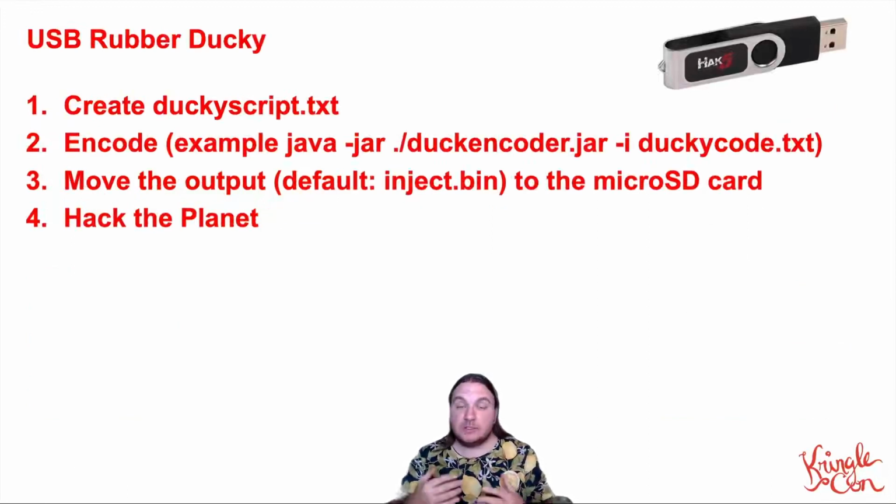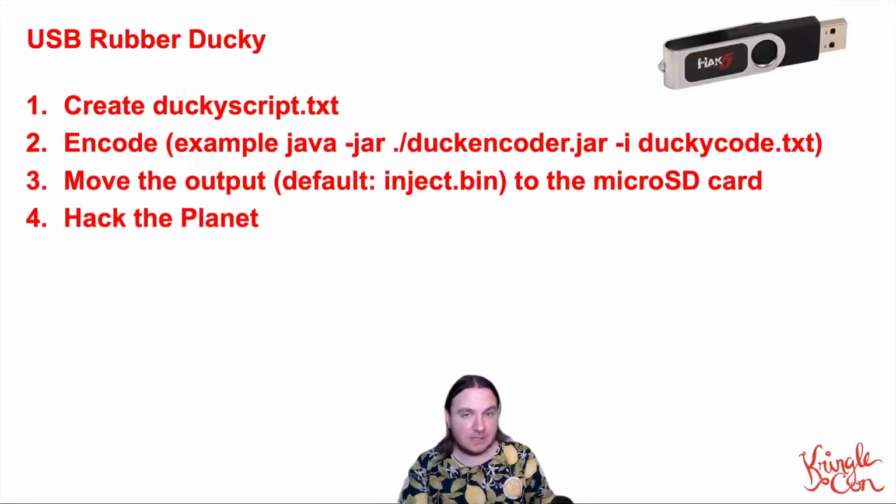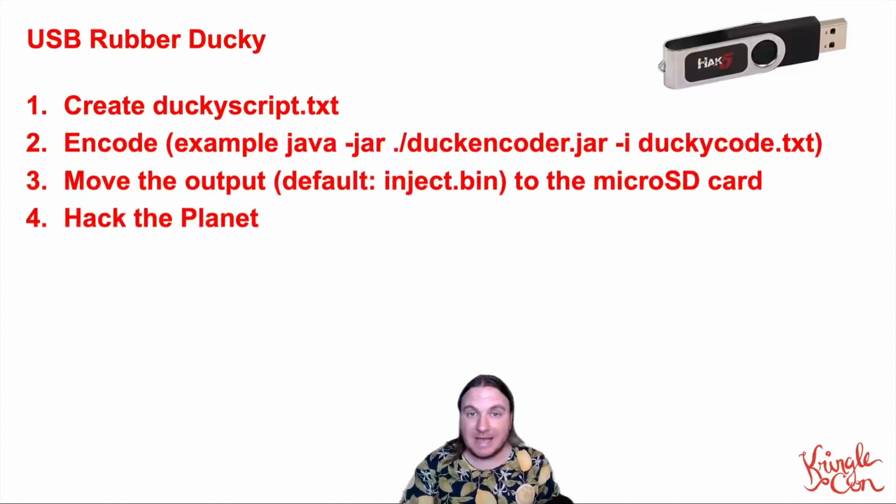So to actually load the payload onto a USB Rubber Ducky, it's pretty simple. You create a duckyscript.txt, which is just your Ducky script that you want to run, and then you can use, say, the Java encoder, which is sort of the default one that you would find on GitHub. You feed it in the Ducky code, and it spits out an inject.bin file, and that is a binary file that we're going to be looking at here for the second half of the talk. We move that onto a micro SD card, we put that micro SD card into our USB Rubber Ducky, and then we hack the planet.